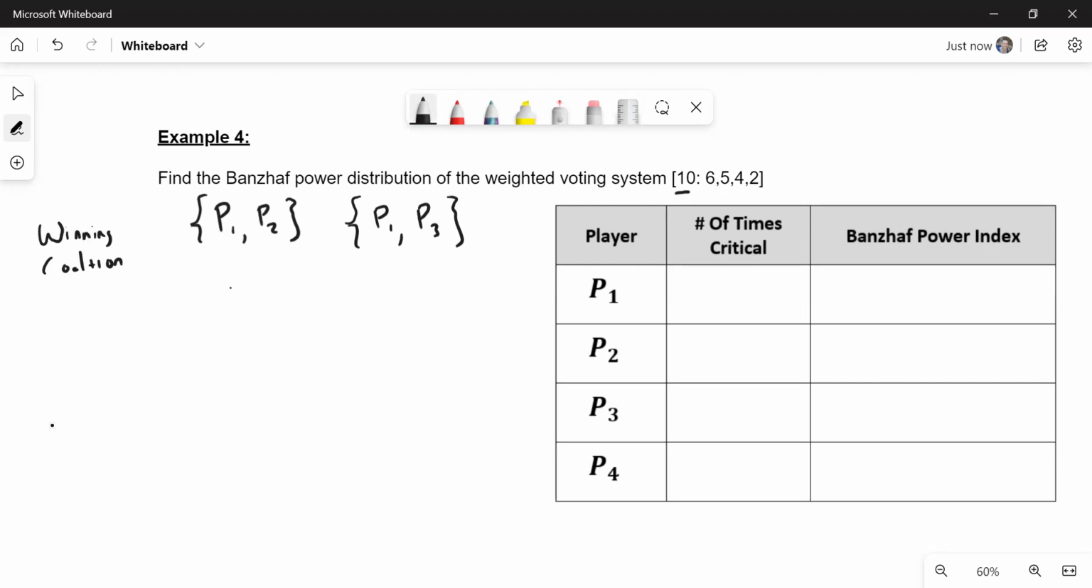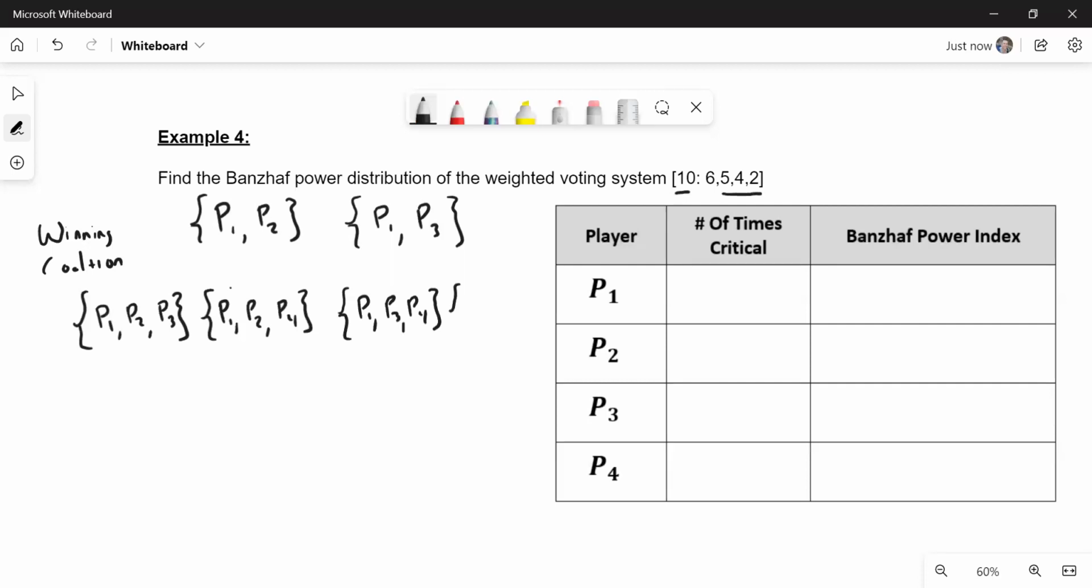Right, if you look at 3-player winning coalitions, it gets a little tricky, but player 1, player 2 is already winning, so you could add in player 3, or you could do player 1, player 2, and add in player 4. Also, from above, player 1 and player 3 was a winning coalition, so we could do player 1, player 3, and add in player 4. The last thing to consider is what if player 1 is absent? And it turns out we have enough. 5 and 4 and 2 is 11. So that also is a winning coalition, and that would be players 2 and 3 and 4.